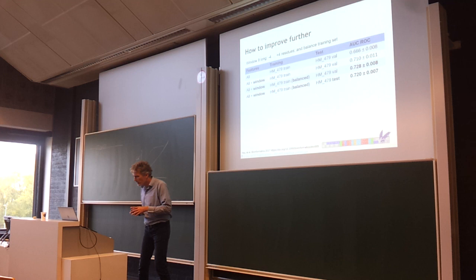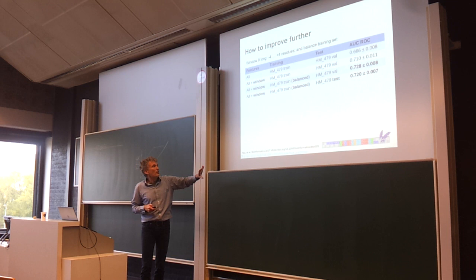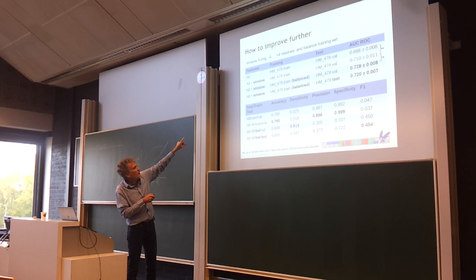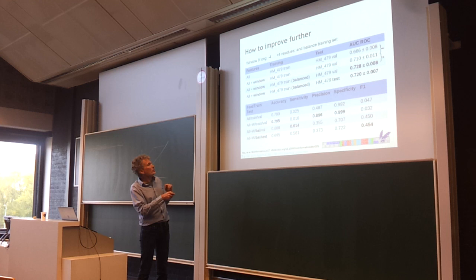Okay, now the area under the curve of the ROC plot is not the only way that you can compare methods. You can also calculate significance of the ROC plot, which is a different point. You can also look at just the accuracy, the sensitivity, precision, specificity, and the F1. Look in my benchmarking lecture for the definition of each of them.